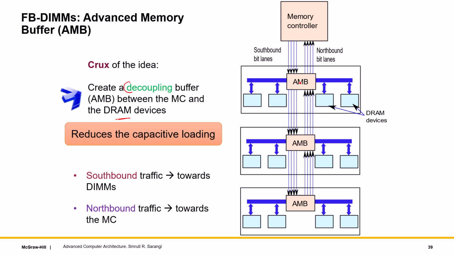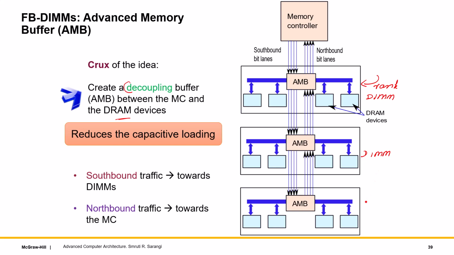So the idea here is that it is sort of like a dummy interface for a rank. If you think of this, this is like one rank, and in this case I'm assuming that you have one rank per DIMM. This is also a DIMM, so one rank per DIMM. This is the second DIMM and this is the third DIMM.